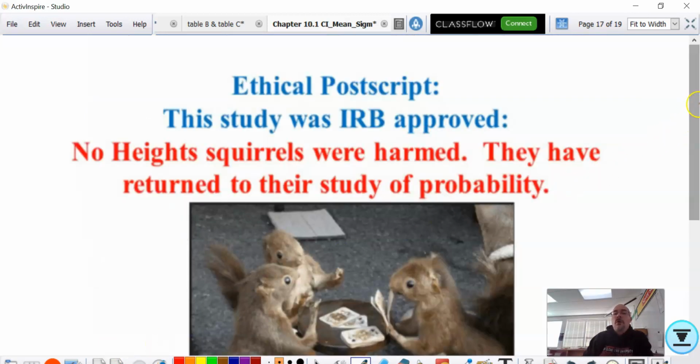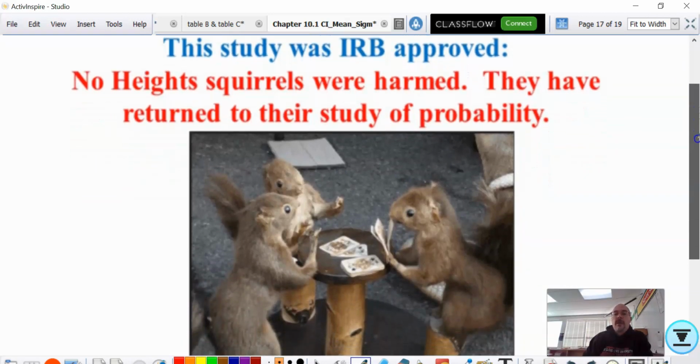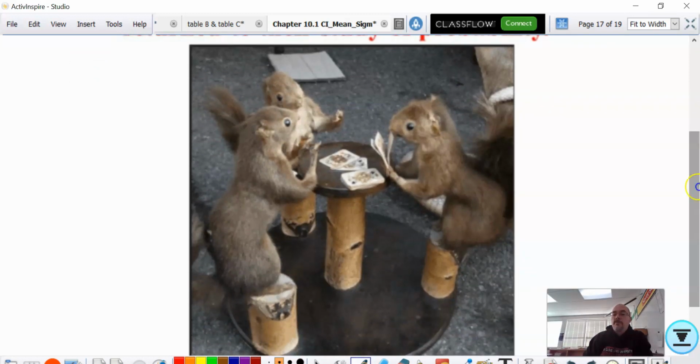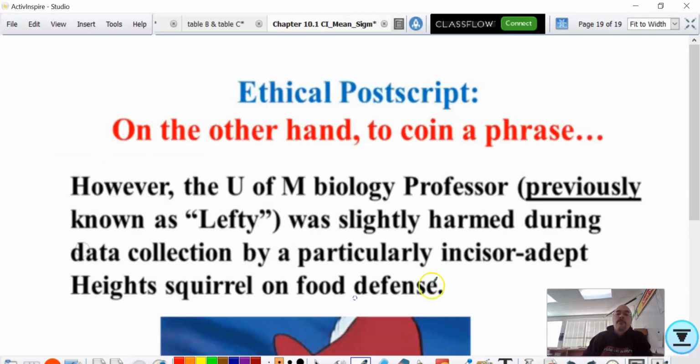All right, so ethical postscript, folks, ethical postscript. This study was IRB approved, okay? No Height squirrels were harmed. They have returned to their study of probability, okay, playing cards. All right, so under FDA regulations, an IRB is an appropriately constituted group that has been formally designated to review and monitor biomedical research, in case you were wondering what IRB is.